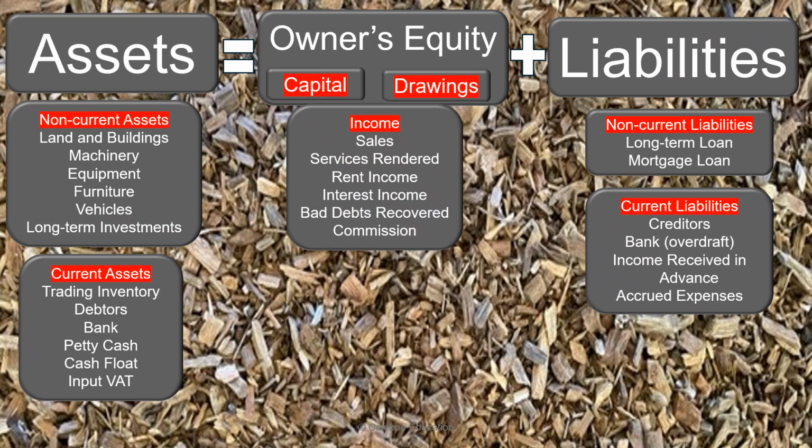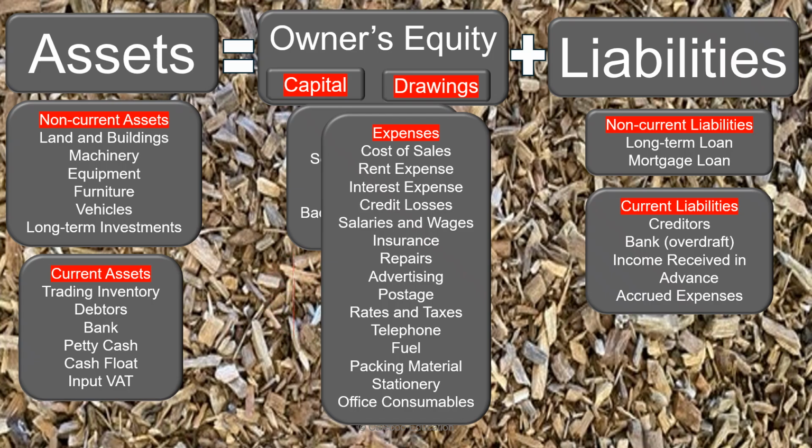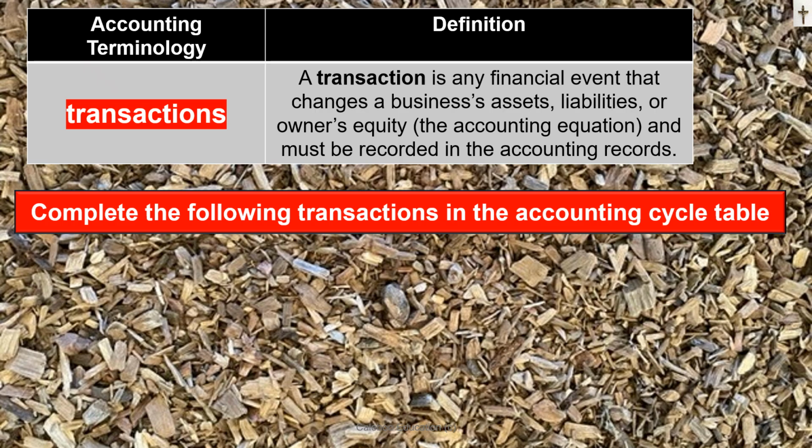You've seen that, but now we're going to look at transactions and how they affect the accounting equation. Right, transactions. What are transactions? A transaction is a financial event that has an effect on the accounting equation, right? So something happens, it involves numbers, and it has an effect on the accounting equation.